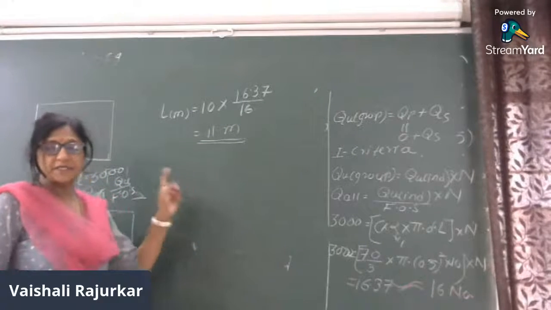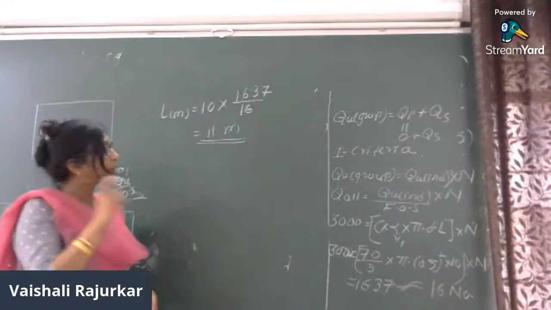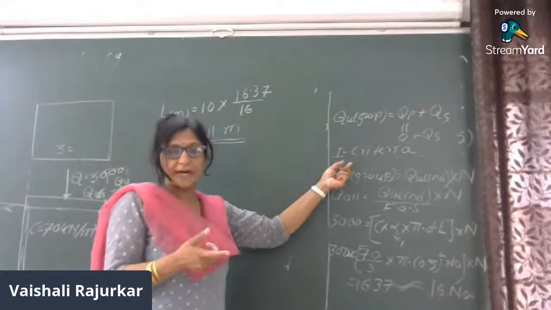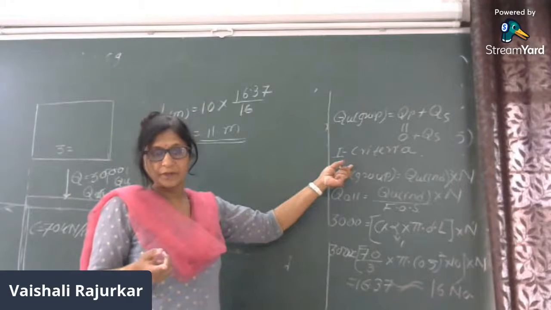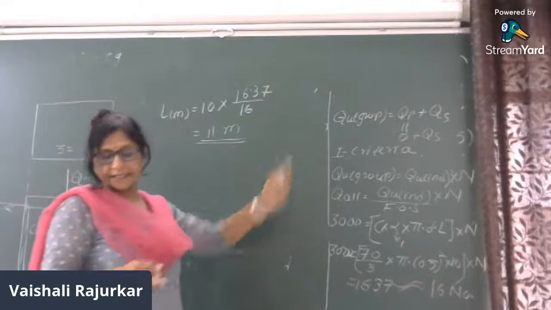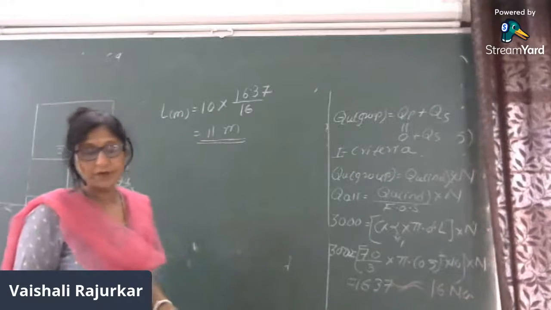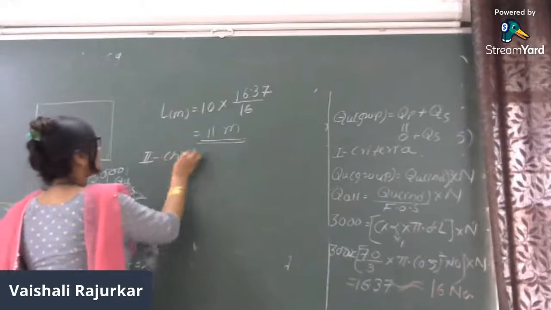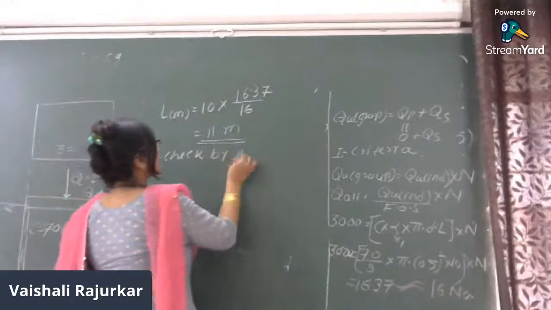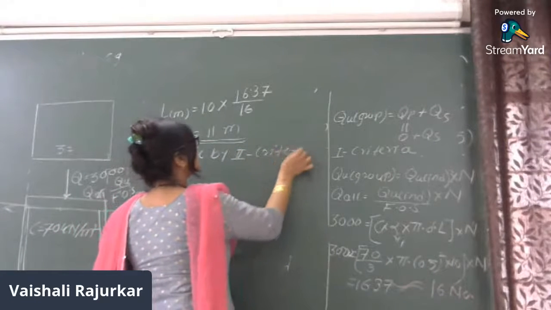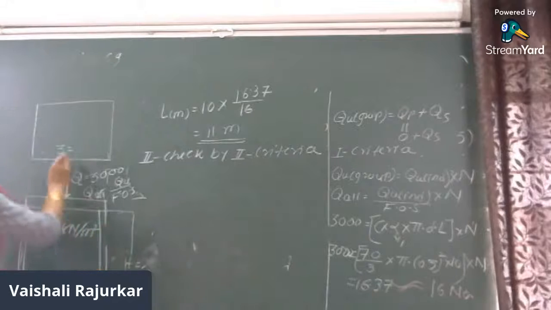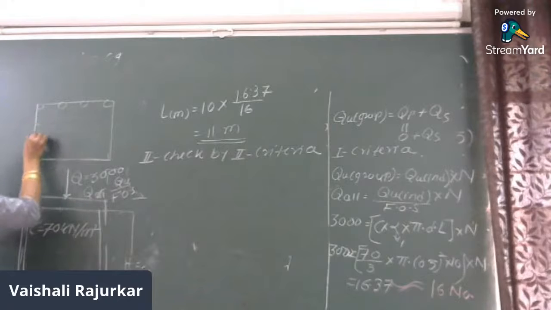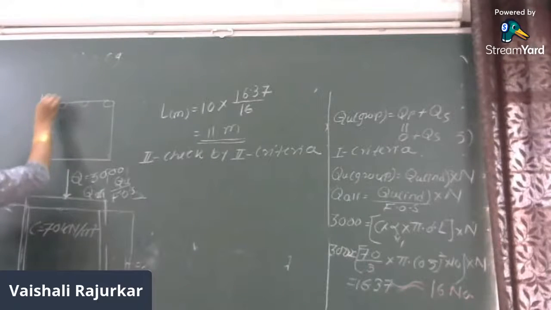Now whatever assumptions or whatever calculations we have made for considering the first criteria, we have to check it for the group criteria whether it is safe or not. Right? Whatever we have considered, that again we have to take into consideration for the next. So check by second criteria. In this case now, we will consider there are 4 piles which are arranged in a square pattern, and this is the spacing.